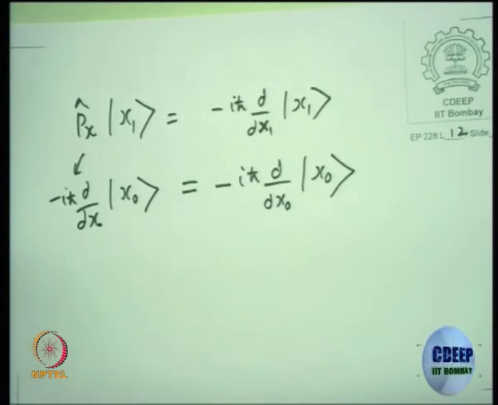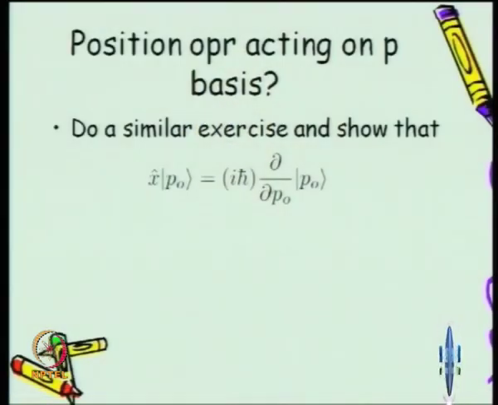Similarly, can you give a momentum representation for the position operator? Can you use the same arguments and do it instead of x0, x1, with p0 and p1? Redo the same exercise for the matrix element of the position operator in the momentum basis, and show that it will have one plus sign i h cross. That is also seen because if you do a commutator bracket, there will be a relative sign. And please show that x on p naught is i h cross del by del p naught. So that tells us that.